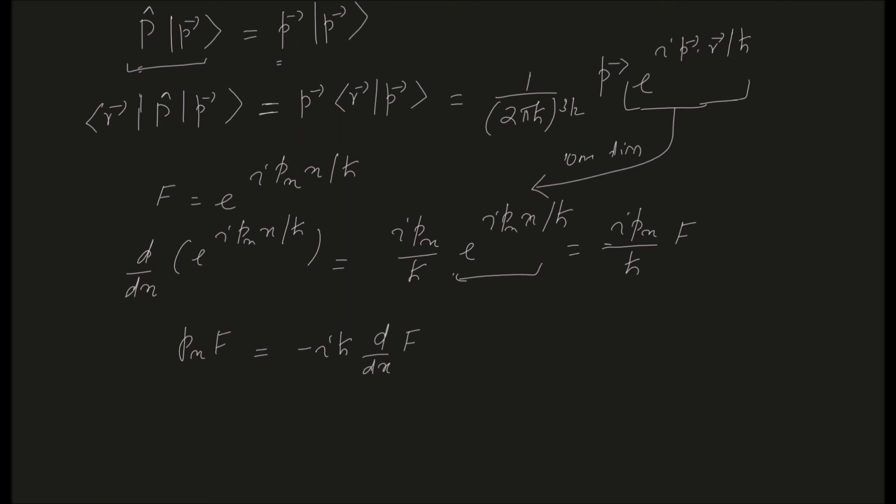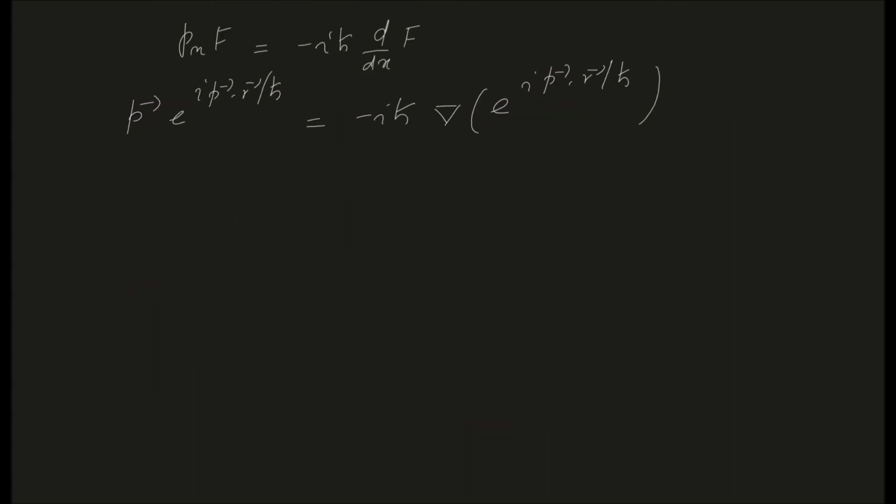So with this we can write p into e raised to i p dot r by h cross equal to minus i h cross. So in three-dimensional form, this can be written as minus i h cross. Instead of d by dx, we write the gradient operator considering all x, y, z coordinates. So this is del of e raised to i p dot r by h cross.